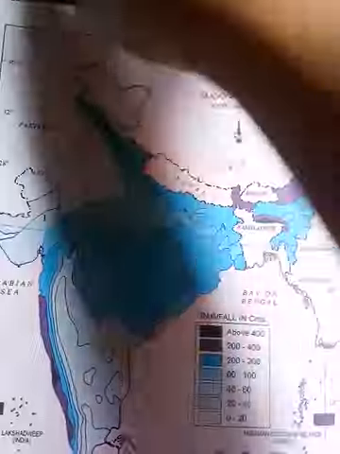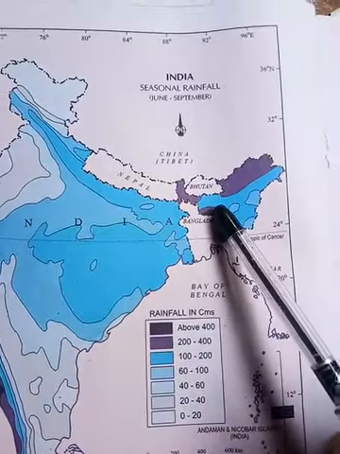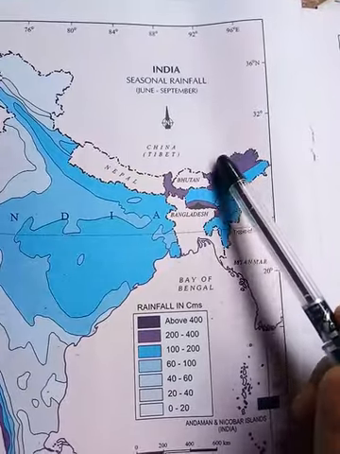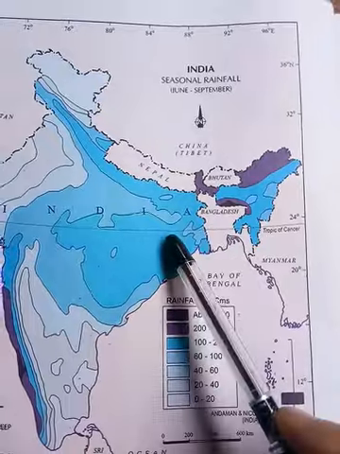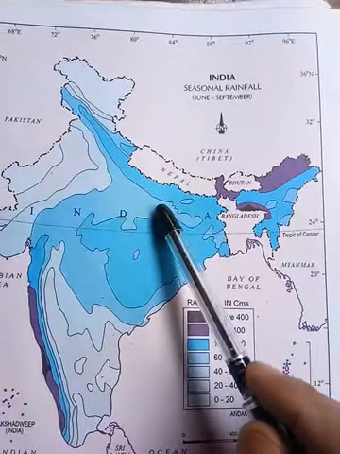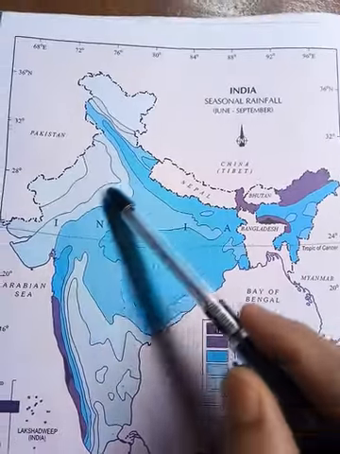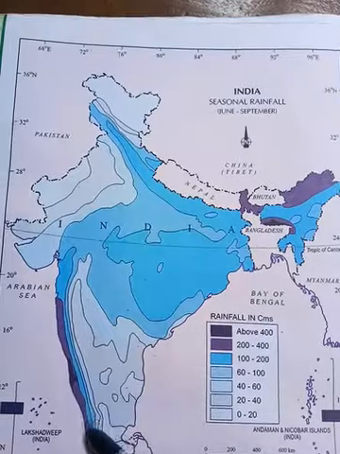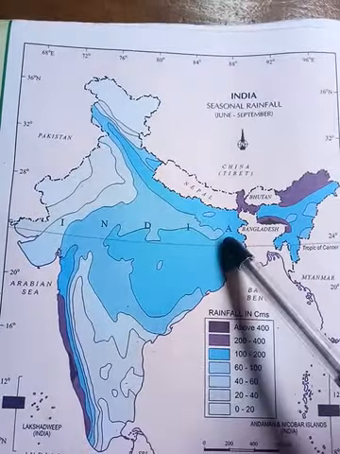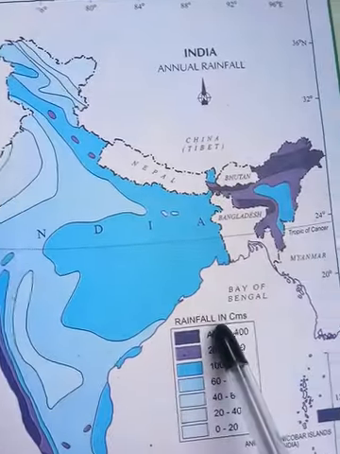Look here, this is the area where they receive heavy rainfall, the somewhat darker area. When the rain enters mainland India, the rainfall decreases and goes on decreasing. In this area they receive heavy rainfall. Look here, heavy rainfall area here. The rainfall is shown in centimeters.